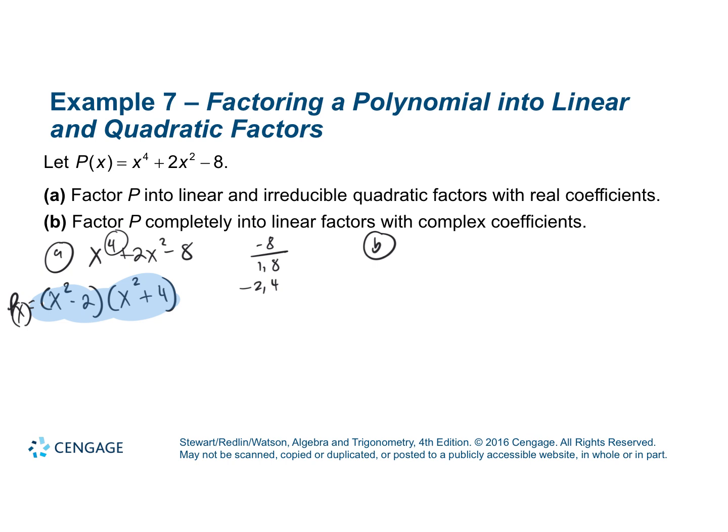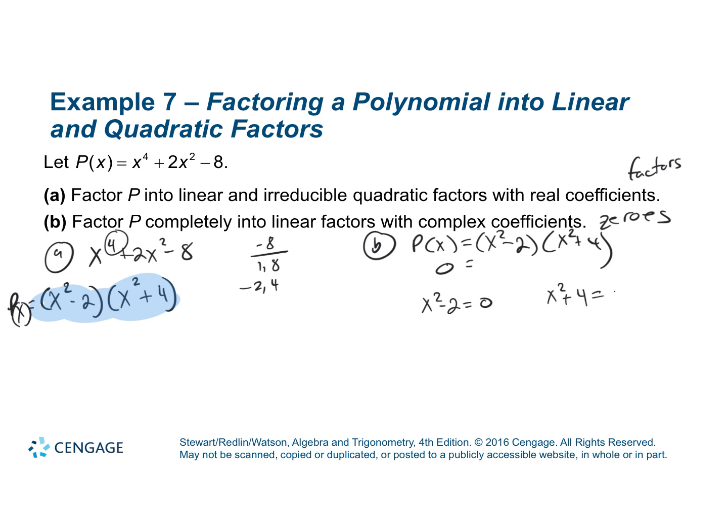So A is just the factors that are obviously real in this case, and B are the zeros, in other words. So you're going to get P of x is equal to x squared minus 2, x squared plus 4. We're going to set that equal to 0. So P of x is going to become 0. So we're going to get x squared minus 2 is equal to 0, and x squared plus 4 is equal to 0.